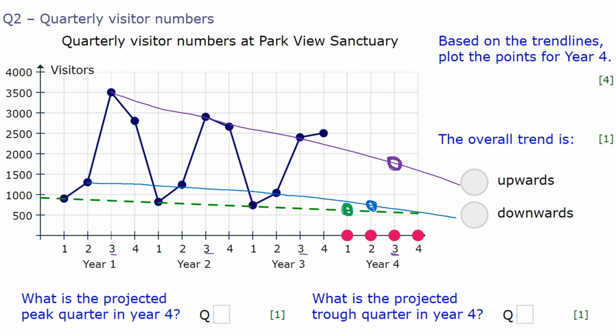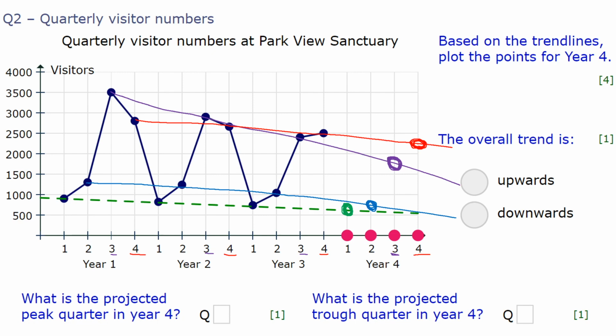Now finally, let's go over quarter 4. So this is a quarter 4, this is a quarter 4, this is a quarter 4, and this is a quarter 4. So let's plot a line through them. And therefore, this is what it will look like in year 4. Okay?